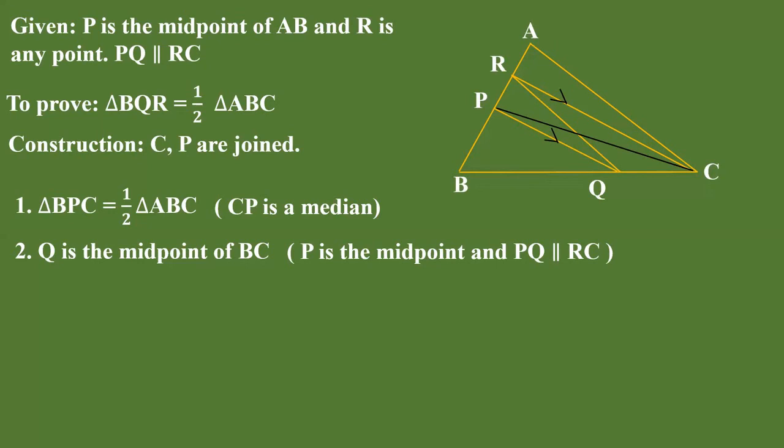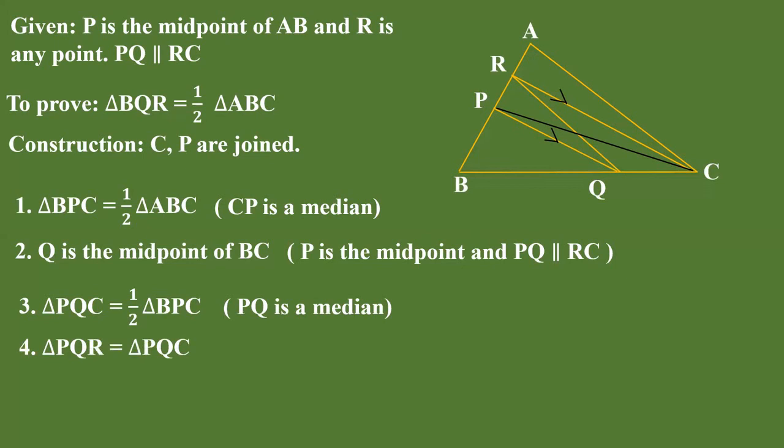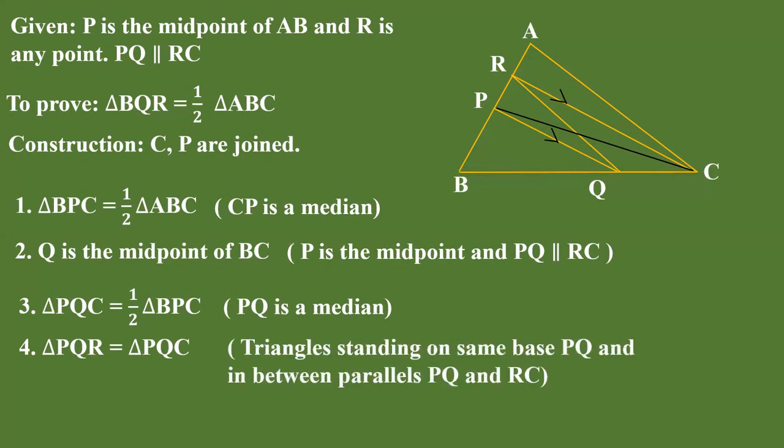Now remember, since Q is the midpoint, PQ becomes the median again in the triangle BPC. So can I say this? Triangle PQC. Look at the triangle PQC. It is equal to half of triangle BPC since PQ is a median. Okay, now here, one more thing we can see. If you look here, we can say PQR is equal to triangle PQC because they are standing on the same base PQ and in between parallels PQ and RC. So we can write the same region here.